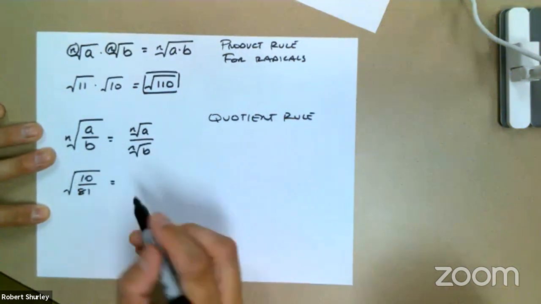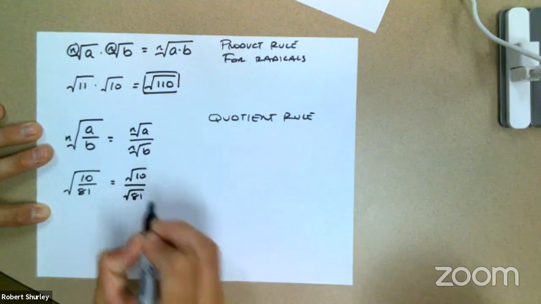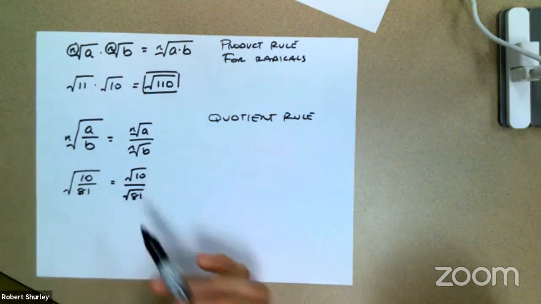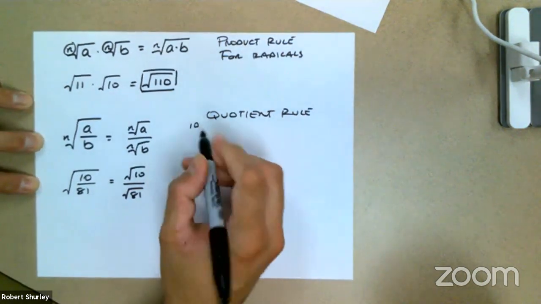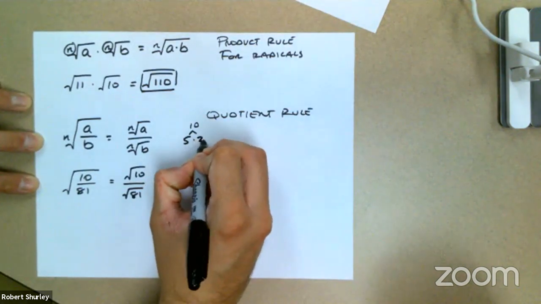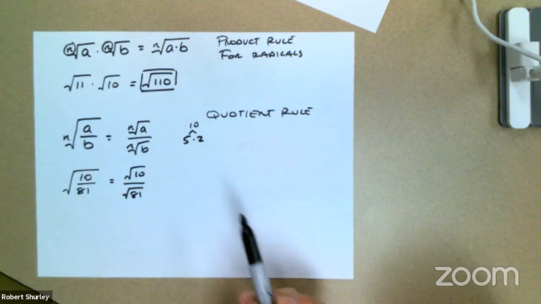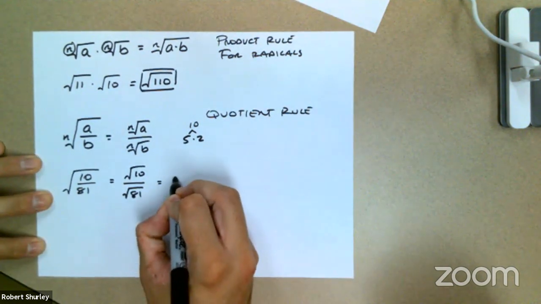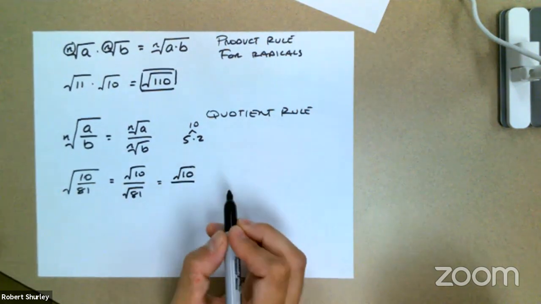Well, I know with the quotient rule, it means I can take the square root of 10 over the square root of 81. Now look, I don't think 10 simplifies. If we try to do the factor tree on 10, it's just 5 times 2, right? It doesn't pair up with anything. It's not 2 5s or 2 2s. So that means the square root of 10 is simplified. You just have to leave it as the square root of 10.